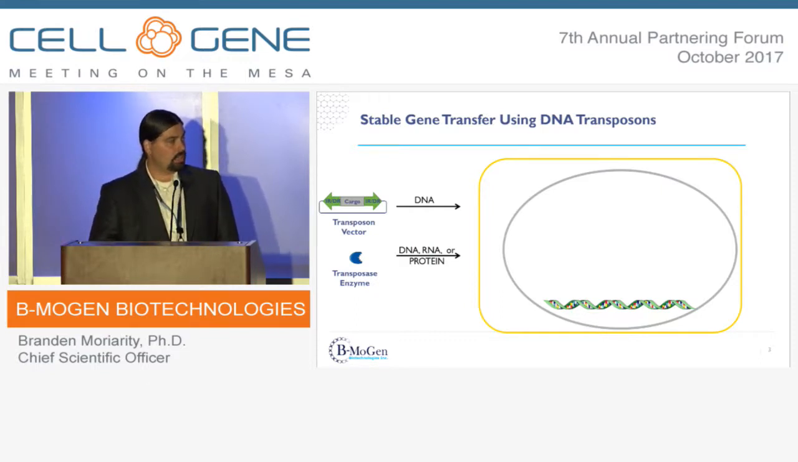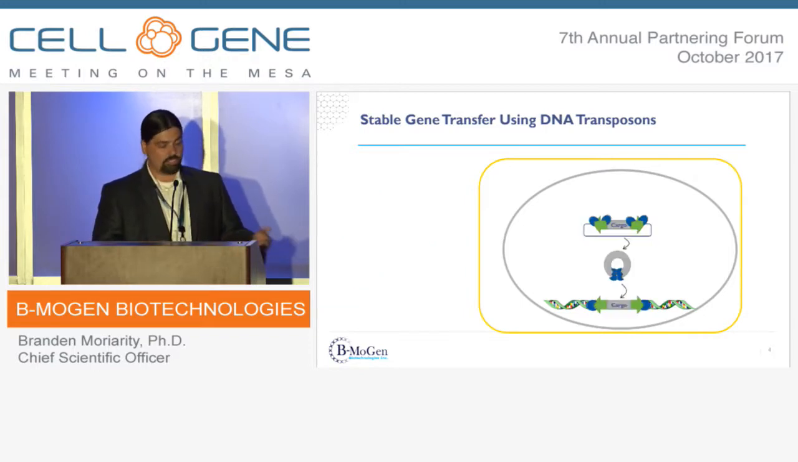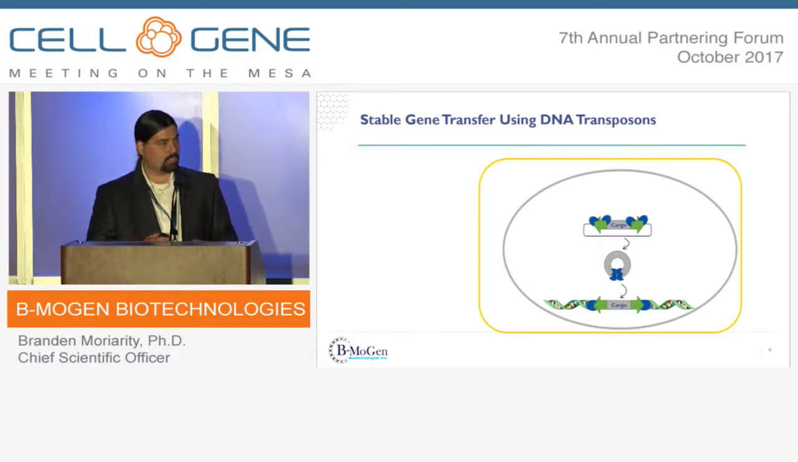There's a DNA component, essentially analogous to a lentiviral vector, where you'd be able to put cargo or transgenes like CARs or TCRs in there. And then there's also an enzyme component. This enzyme component recognizes the DNA component and integrates that stably into the genome of cells. You can deliver this system through any method into cells, whether it be electroporation, lipofection, or even squeezing nucleic acids into these cells.